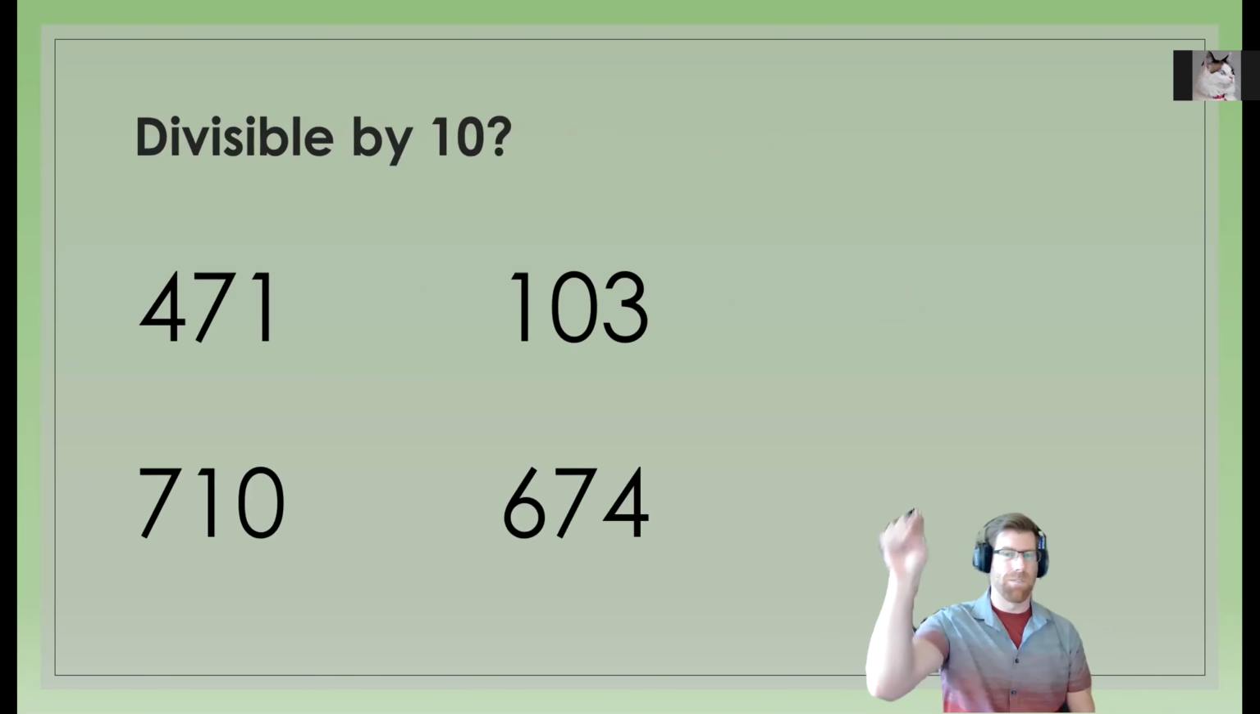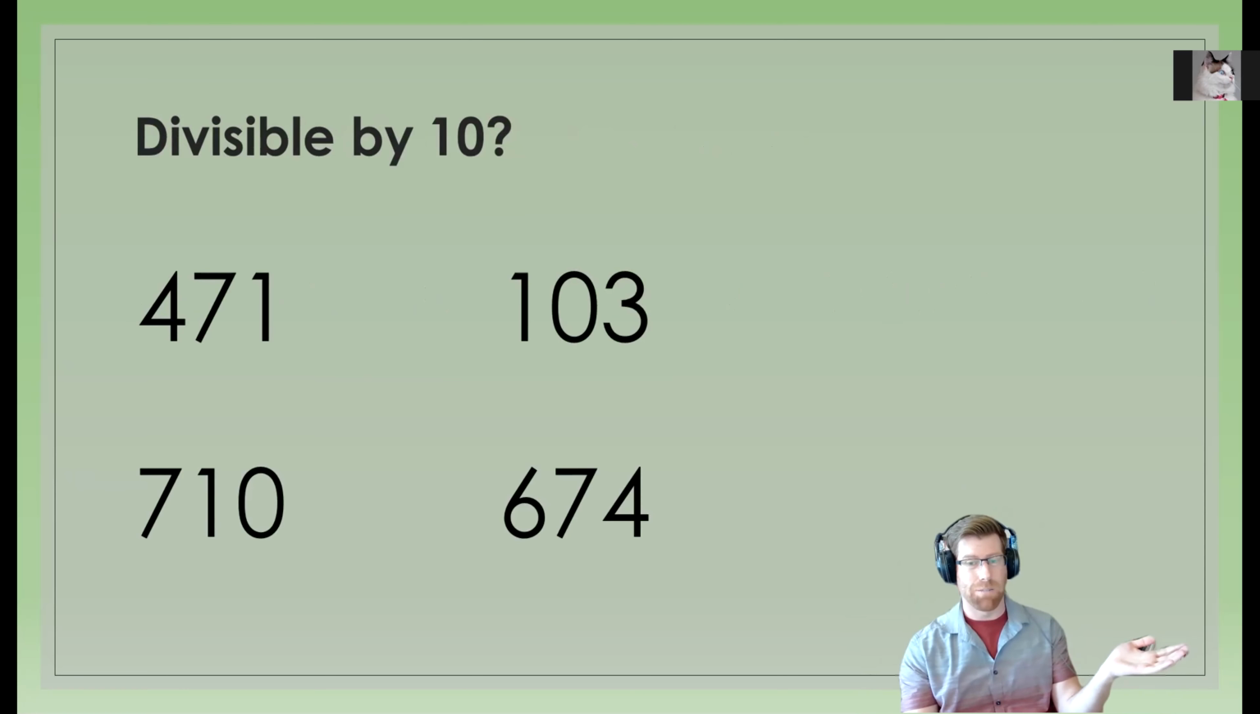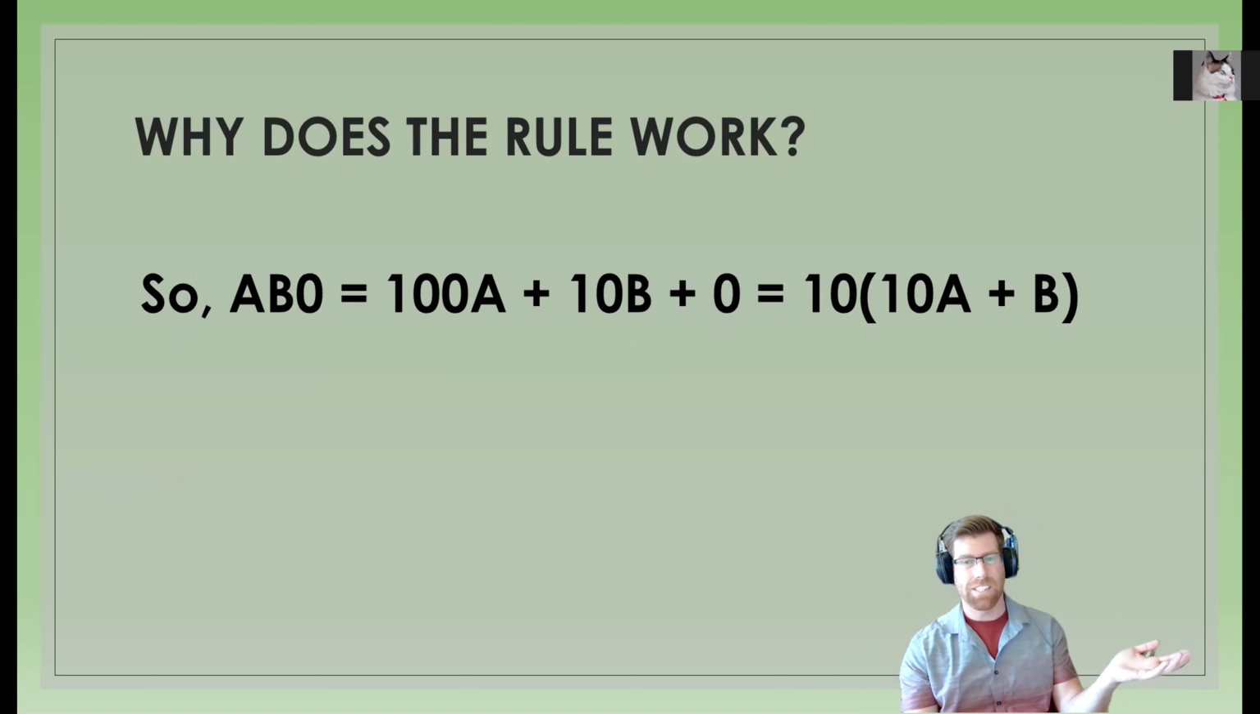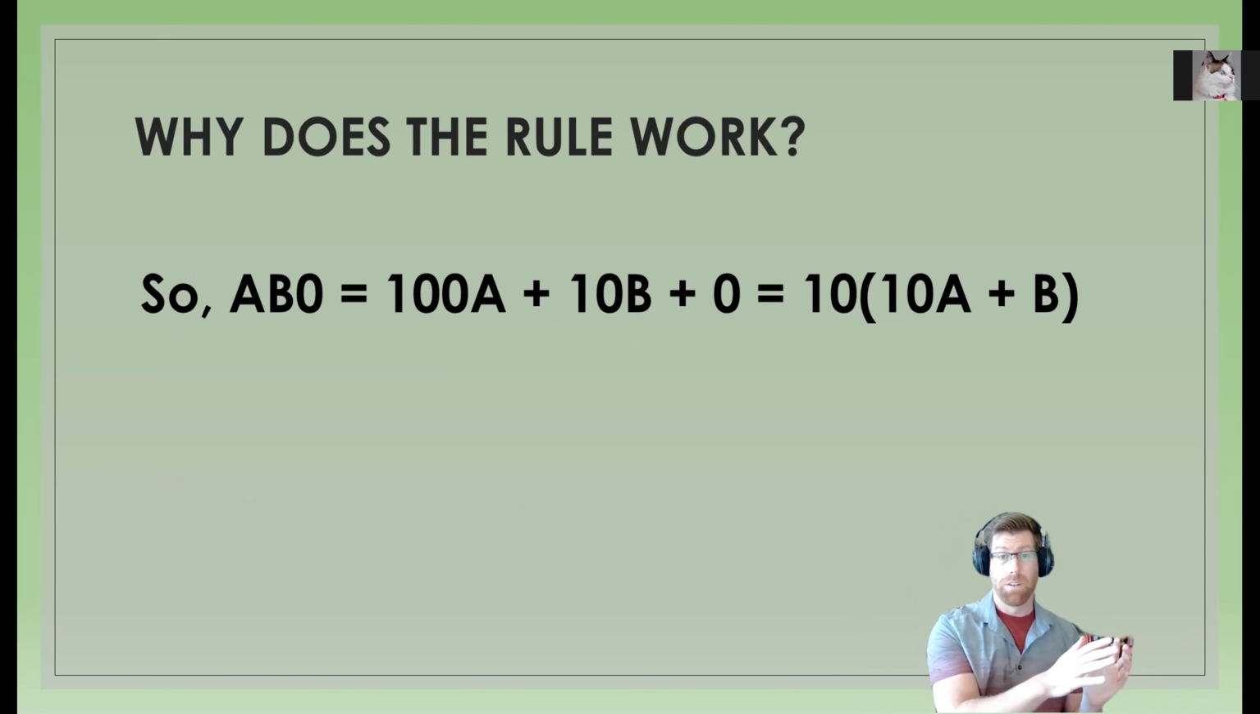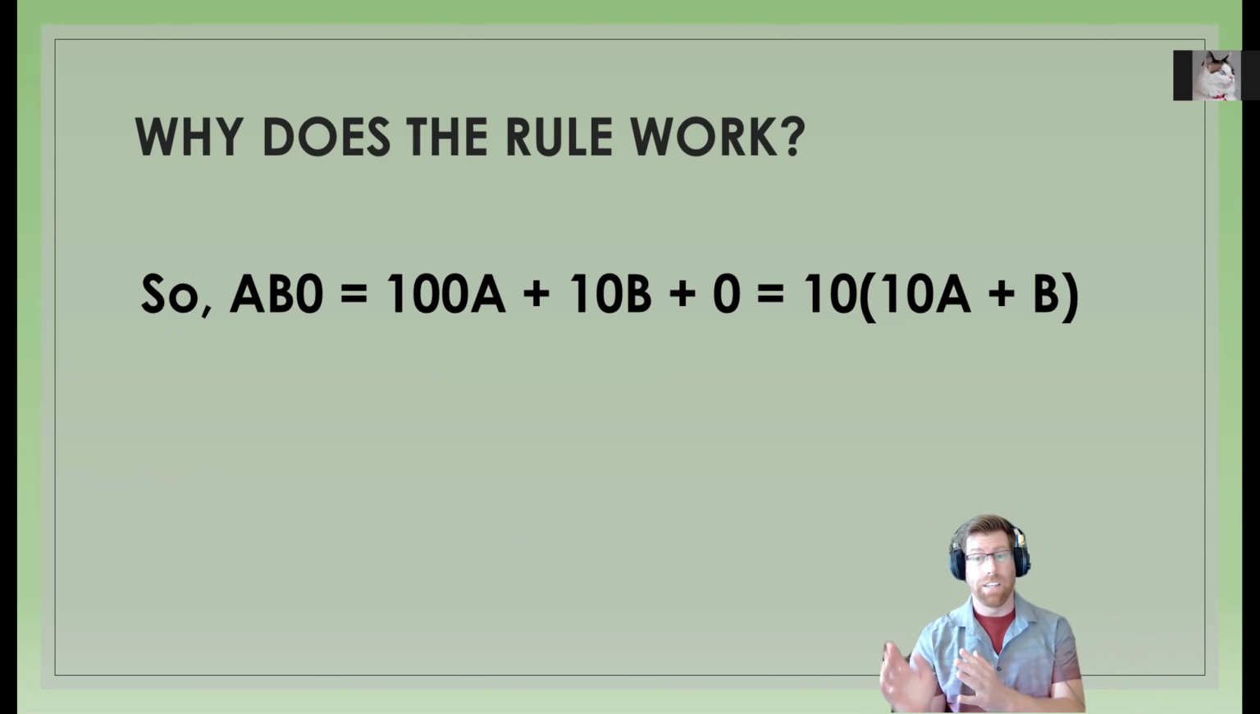The 3 is around the 710, but only the 710. That last digit has to be a 0. And that's because if that last digit is a 0, it's AB0, then you can factor a 10 out of the 100 and the 10 on its own. So that makes this a nice distributive property issue again.